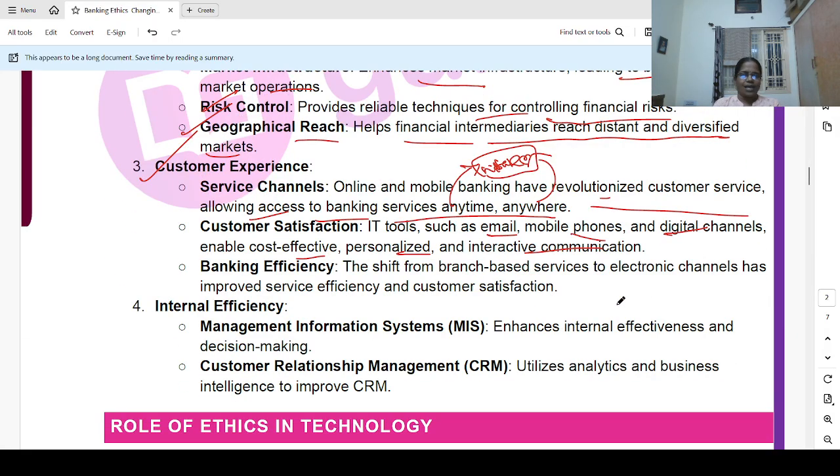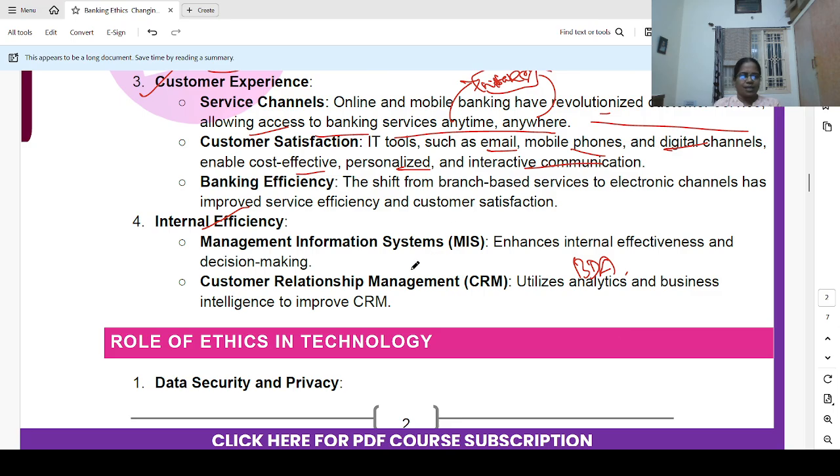Internal efficiency is maintained with a proper management information system, which enhances internal effectiveness, and they can make decisions based on data. They can also maintain customer relationship management. They are using big data analytics and Adobe techniques, which provide insight about customers, what they want from their banking services. Now, the role of ethics in technology is data security and privacy.